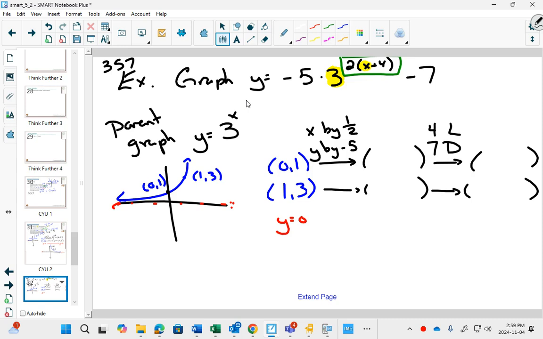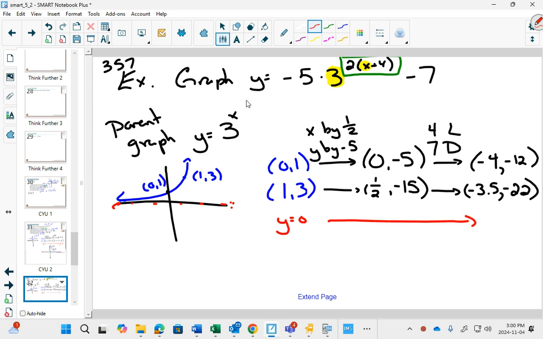Now we just have to do the mental math. We're going to have 0, -5, and 1 half, comma, negative 15. 4 to the left will give me negative 4. And I'm going to change this to a decimal, negative 3.5. And 7 down, negative 12 and negative 22. And for my asymptote, the only thing that's going to affect it is moving up and down. So my asymptote is going to change to y equals negative 7.